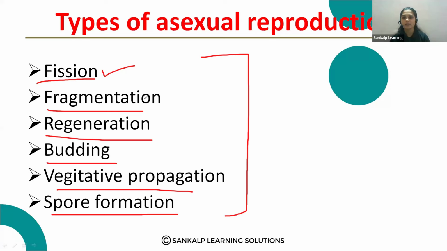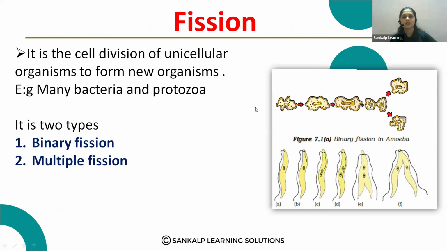Let us start with the first type of asexual reproduction, that is fission. What is fission? Fission is nothing but the cell division. You can observe that in unicellular organisms or some other organisms also. In cell division, there is a single cell and it will divide and form two new cells, right? That is nothing but fission.